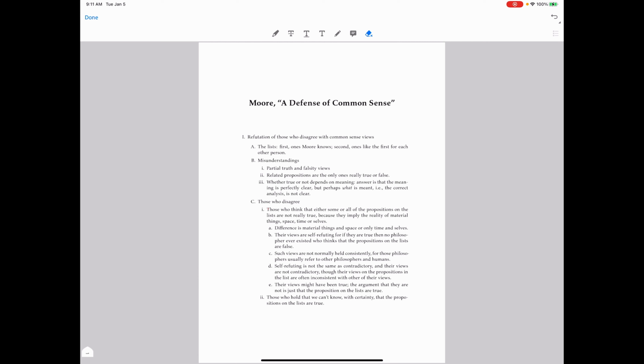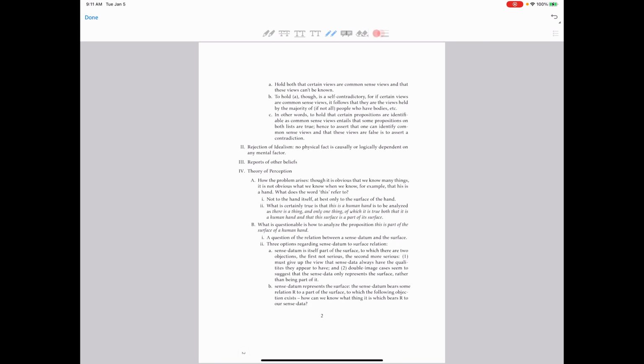What about those that disagree on epistemological grounds? There are those who hold that we can't know with certainty that the propositions on the list are true. Here, Moore has a stronger position to defend. He claims that these people hold two things. They both hold that certain views are common sense views and that these views can't be known. That is, of course, an accurate assessment of this position.